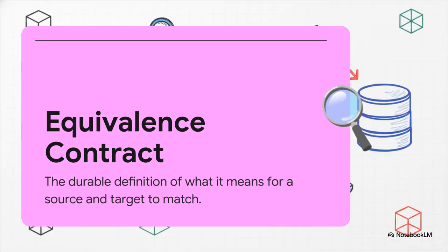Now, at the heart of this entire framework is the equivalence contract. You can think of it almost exactly like a strict versioned legal agreement, but for your data. Instead of just a single isolated test, this contract defines the entire relationship. Like, what are we actually comparing? At what grain? Which columns actually matter to us? Are there sampling rules because the dataset is petabytes large? All of that is declared right here in one single source of truth.